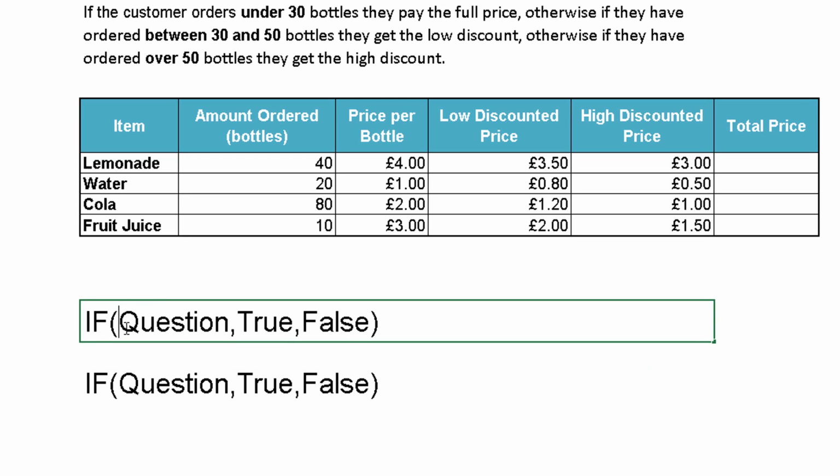If we have this question here asking if the customer has bought less than 30 bottles, well, he either has or he hasn't. Let's say, for example, he has bought less than 30 bottles. Then the answer to the question is true, and Excel will jump to this part here and perform whatever we've written there. In our case, charging them the full price per bottle.